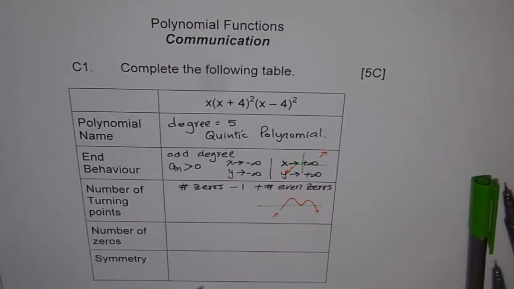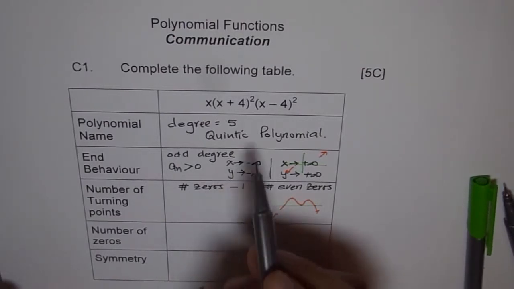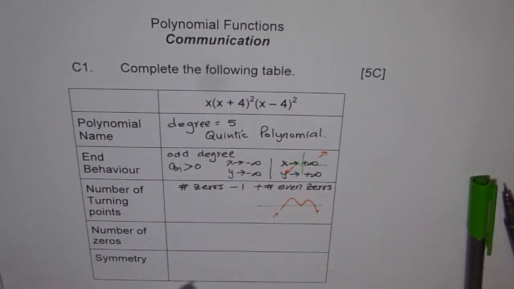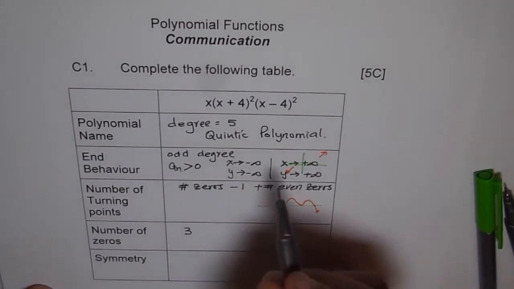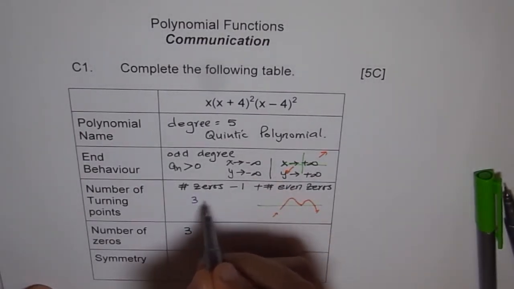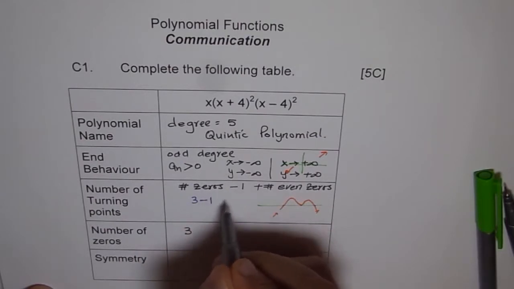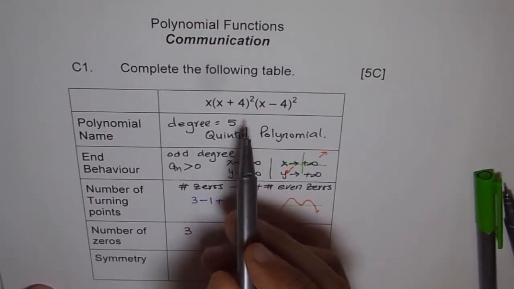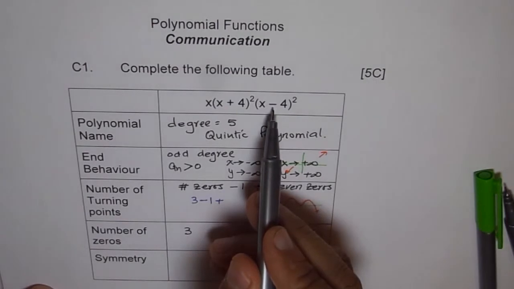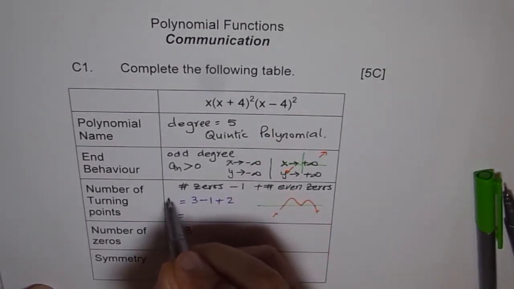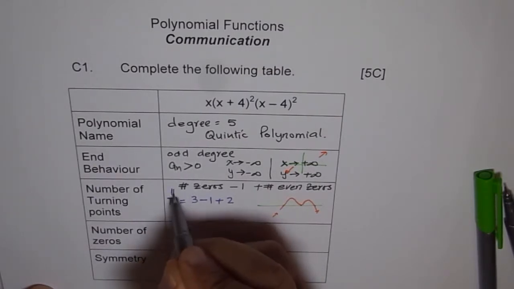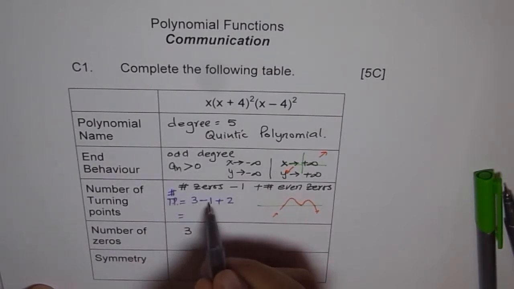Right? So here we can see zeros are 1, 2, 3. We have to answer here number of zeros. Let's say number of zeros are 3, right? So we have 3 zeros, right? Minus 1, that means zeros minus 1, plus even zeros. How many even zeros we have? 1 and 1, 2, correct? 2 even zeros. And therefore, these are number of turning points. So we have 3 minus 1 is 2, 2 plus 2 is 4, correct?